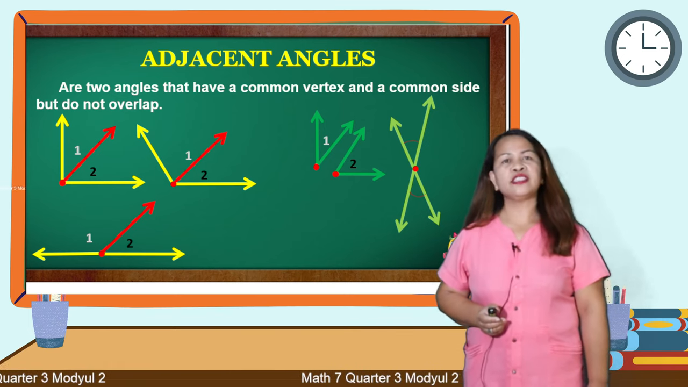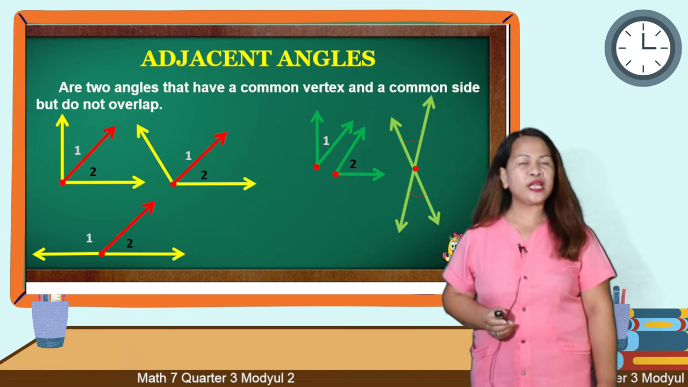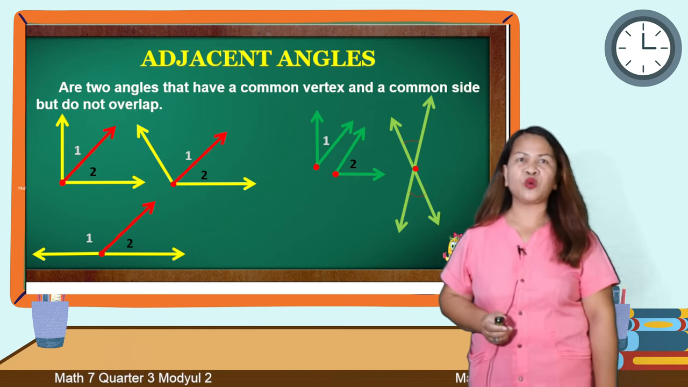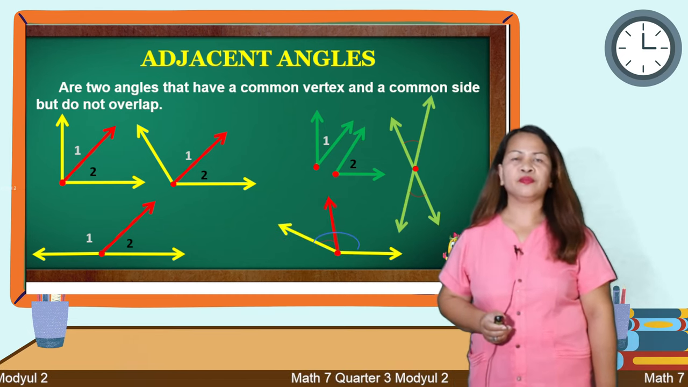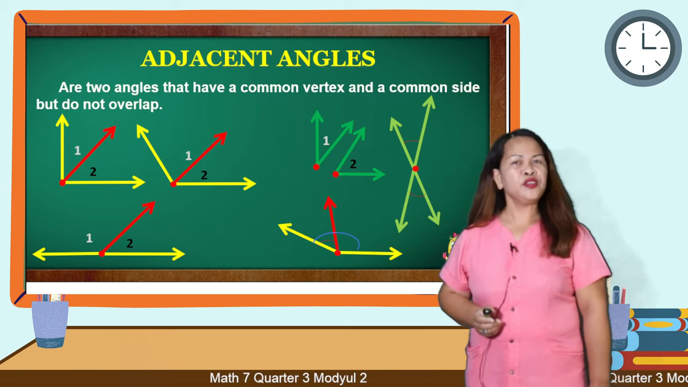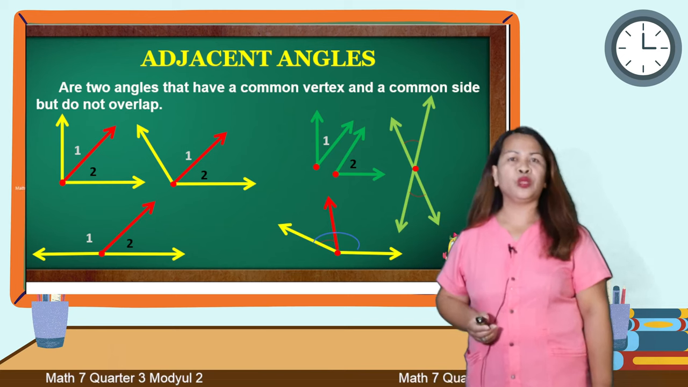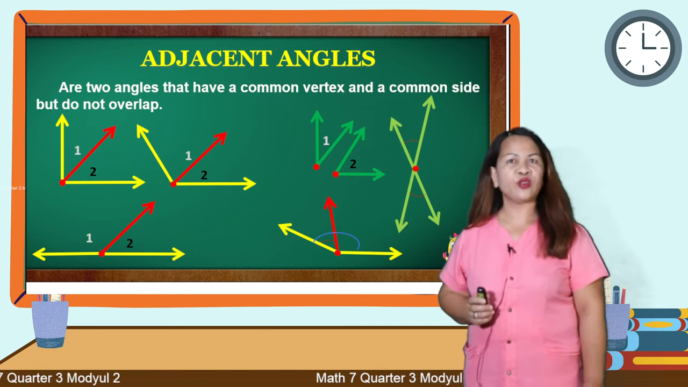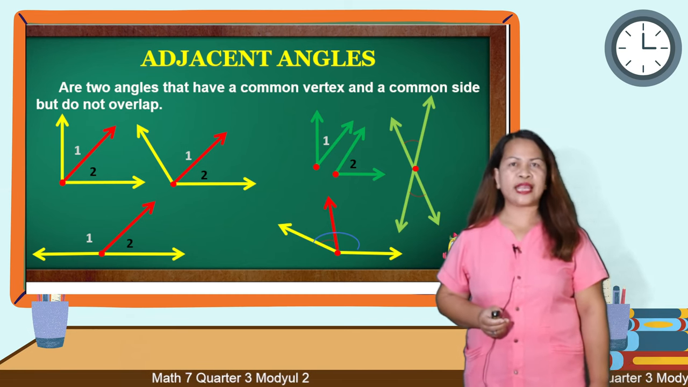Yes, because even though they have the common vertex, they do not have the common side. So they are not adjacent angles. The last example: okay, you are correct. They are not adjacent because they overlap with one another. Okay, so that is an adjacent angles. Those are the examples of adjacent angles.